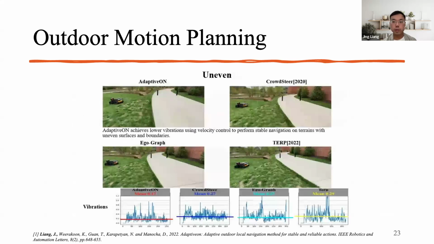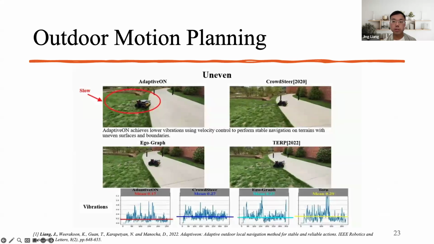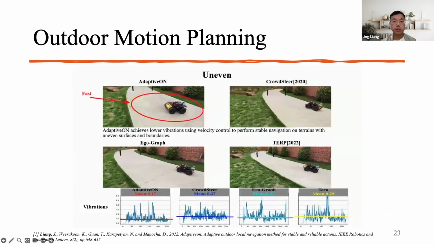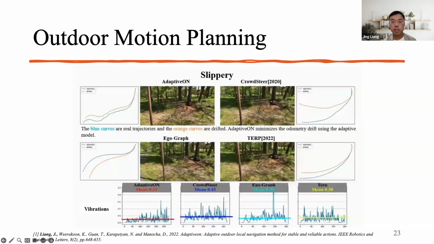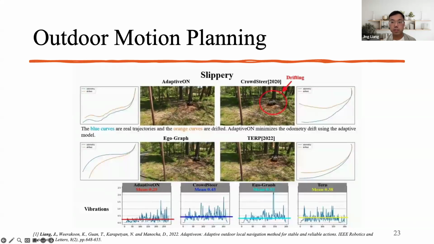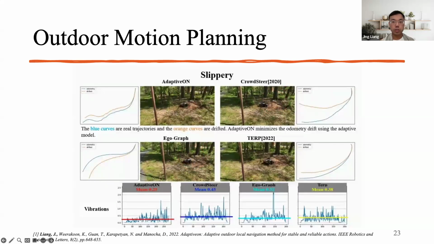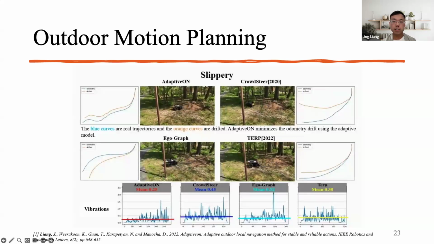This video shows the experiments in real-world scenarios. In this scenario, we can see our robot runs slow in bumpy terrain and fast on the flat terrain, so we have the least vibration. And this scenario has slippery terrain with fallen leaves and grass. The blue trajectories are the actual trajectories, and the orange trajectories are calculated by the robot's odometer. So we can see our approach has the least drift in the slippery terrain.